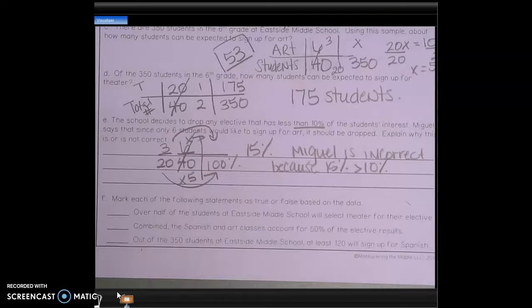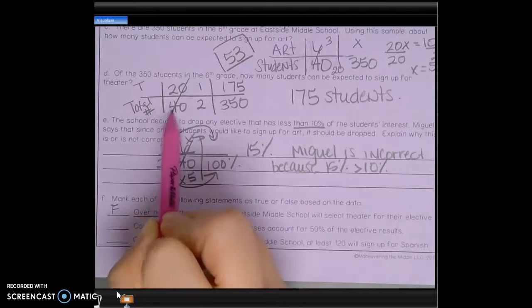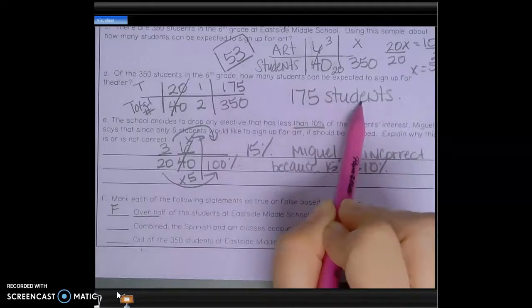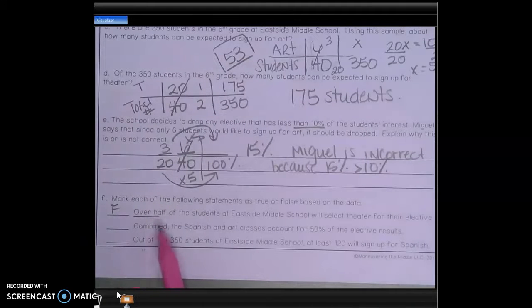Okay. Mark each of the following statements as true or false based on the data. Over half of the students at Eastside Middle School will select theater for their elective. Well, it's not over half, it's exactly half, so this is going to be false. And I'm basing that on the information that we did right here, where it said half of the kids. So half of 350 was 175. That's not over half, that's exactly half.